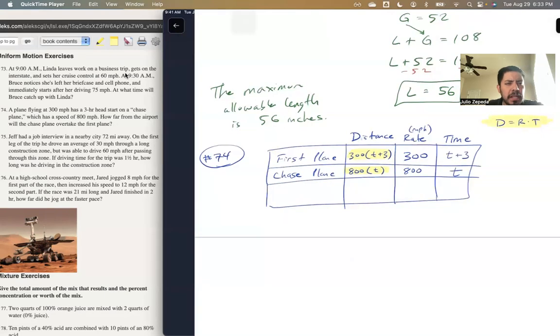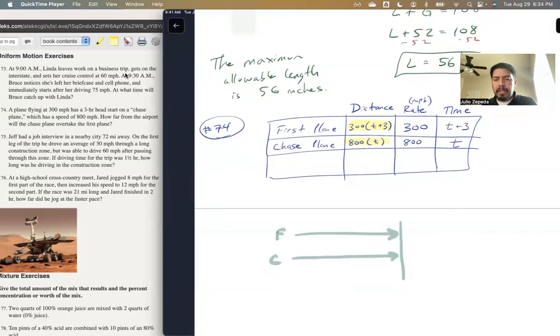And the question asks, how far from the airport will the chase plane overtake the first plane? So if you imagine, of course, the second plane is going faster. So here's the first plane, I'll just put F here. And then here's the chase plane. Since it's traveling faster, eventually it's going to overtake, it's going to pass the first plane. And so at the moment that the chase plane is passing the first plane, they have traveled the same distance, right? Their distances will be equal.